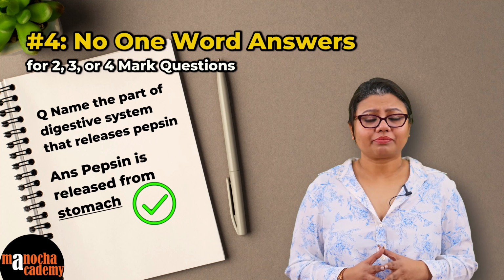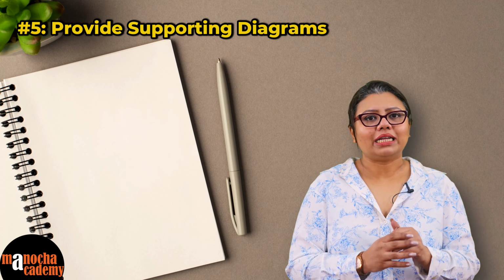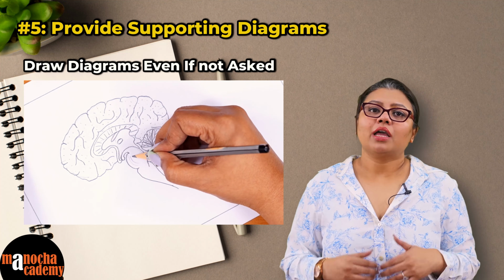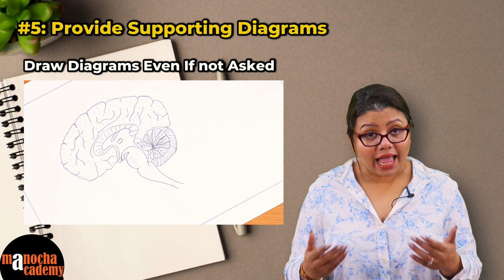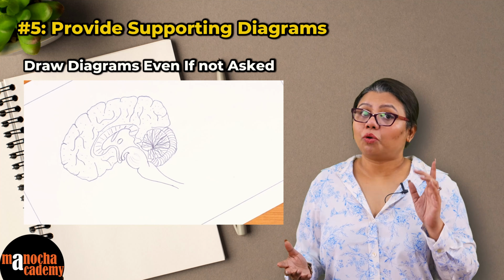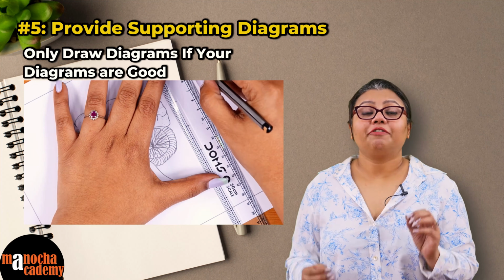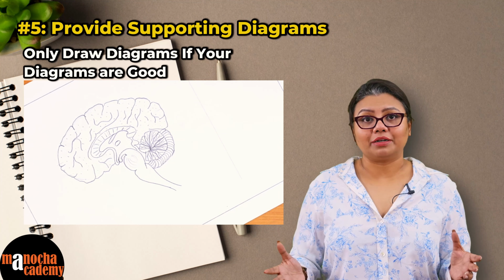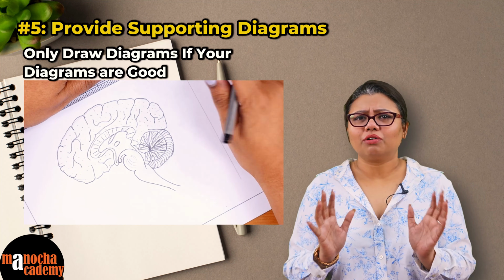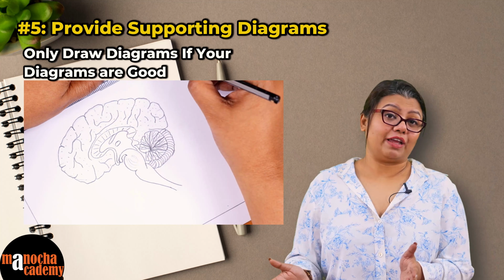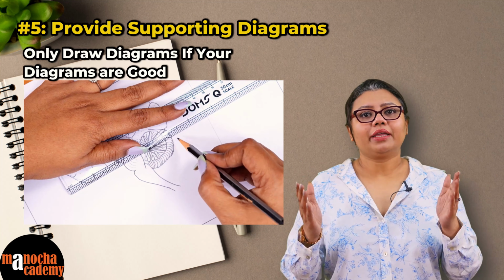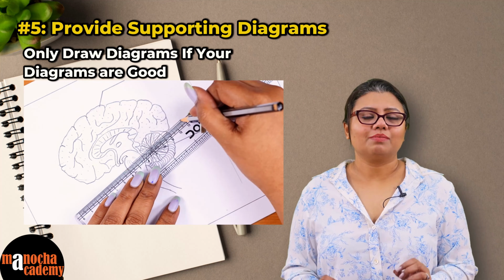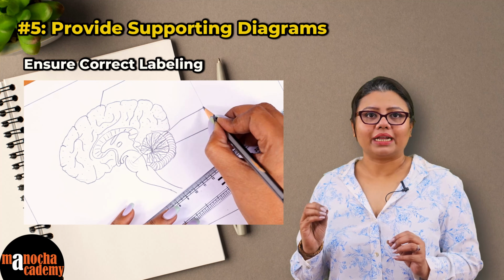examiners to correct it. Tip number 5, while writing 2 mark, 3 mark or 4 mark questions, even if the question doesn't ask for and there is a supporting diagram that you can give for that answer, go for it. But only if your diagrams are good. If you're not very confident about how your diagrams are, do not give diagrams to make your answer script look shabby and therefore not make a good impression. So only give supporting diagrams if not asked for, if you feel that your diagrams are good and you know the correct diagram, the correct labelings.